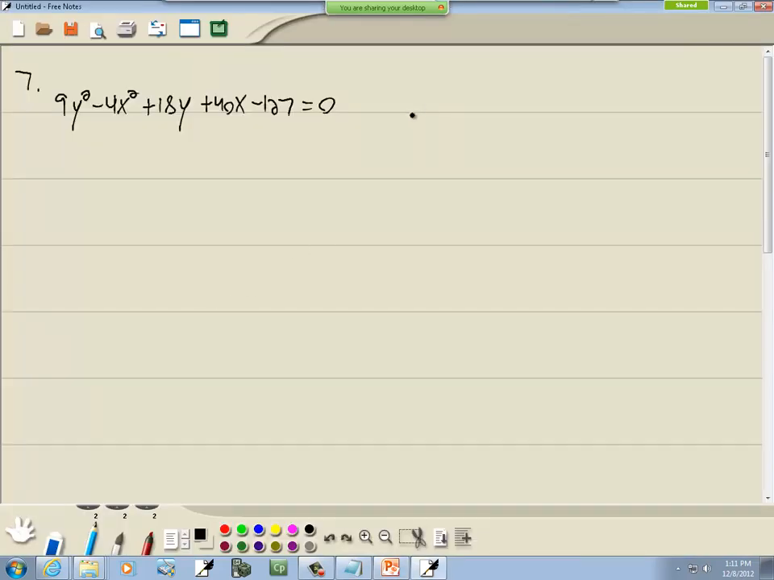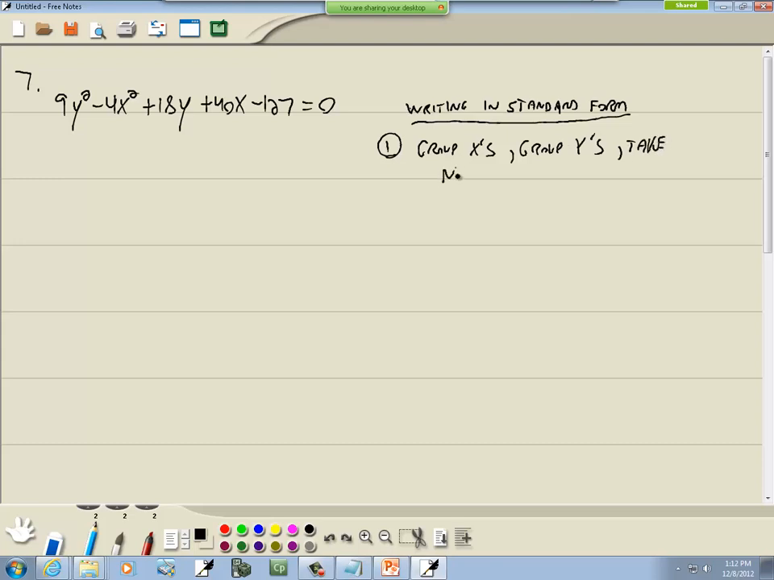But we don't want to write this in standard form yet. Let me just take a quick look here. I think it's the next lesson where we talk about the general form. Yeah, it is. The next lesson we talk about the general form of a conic. And this is taking it from general form and rewriting it in standard form. So our first step is to group the x's, group the y's, and take the number to the right side. The number, I'm talking about the constant term.